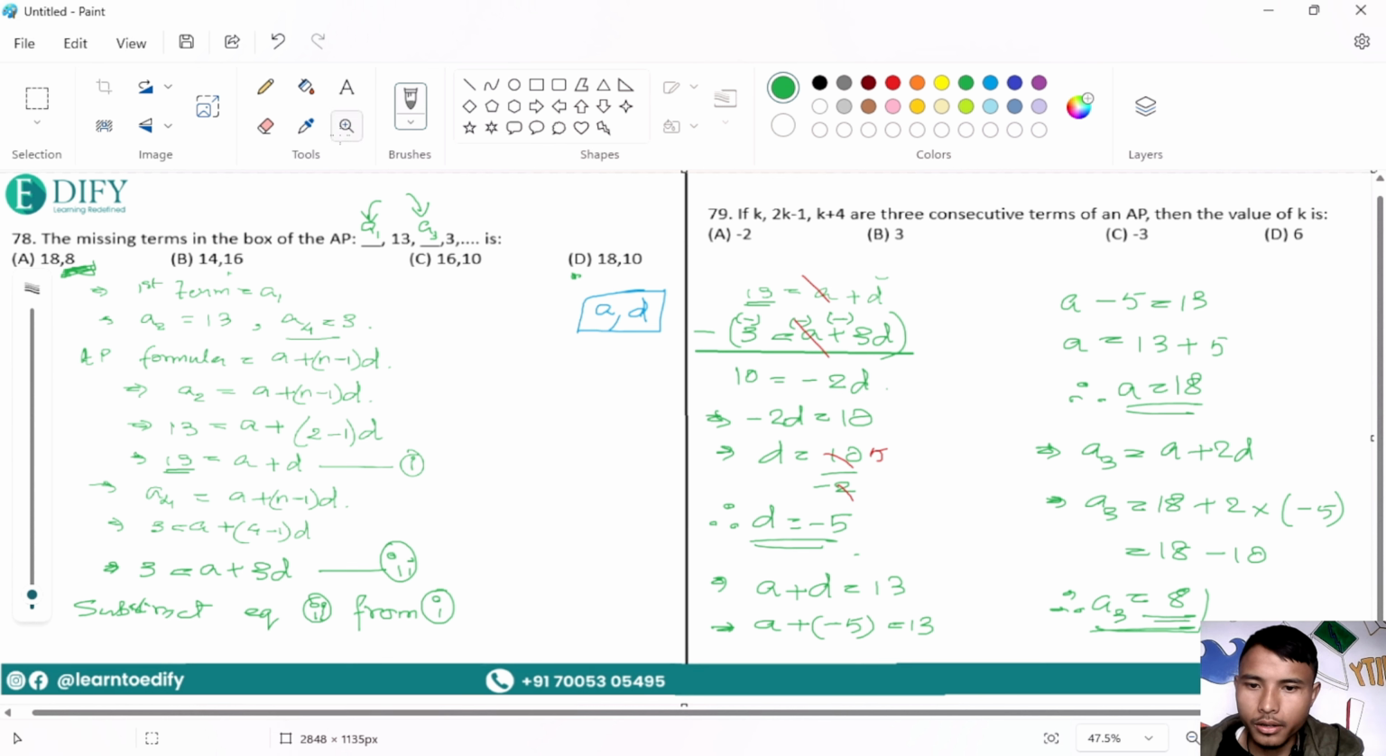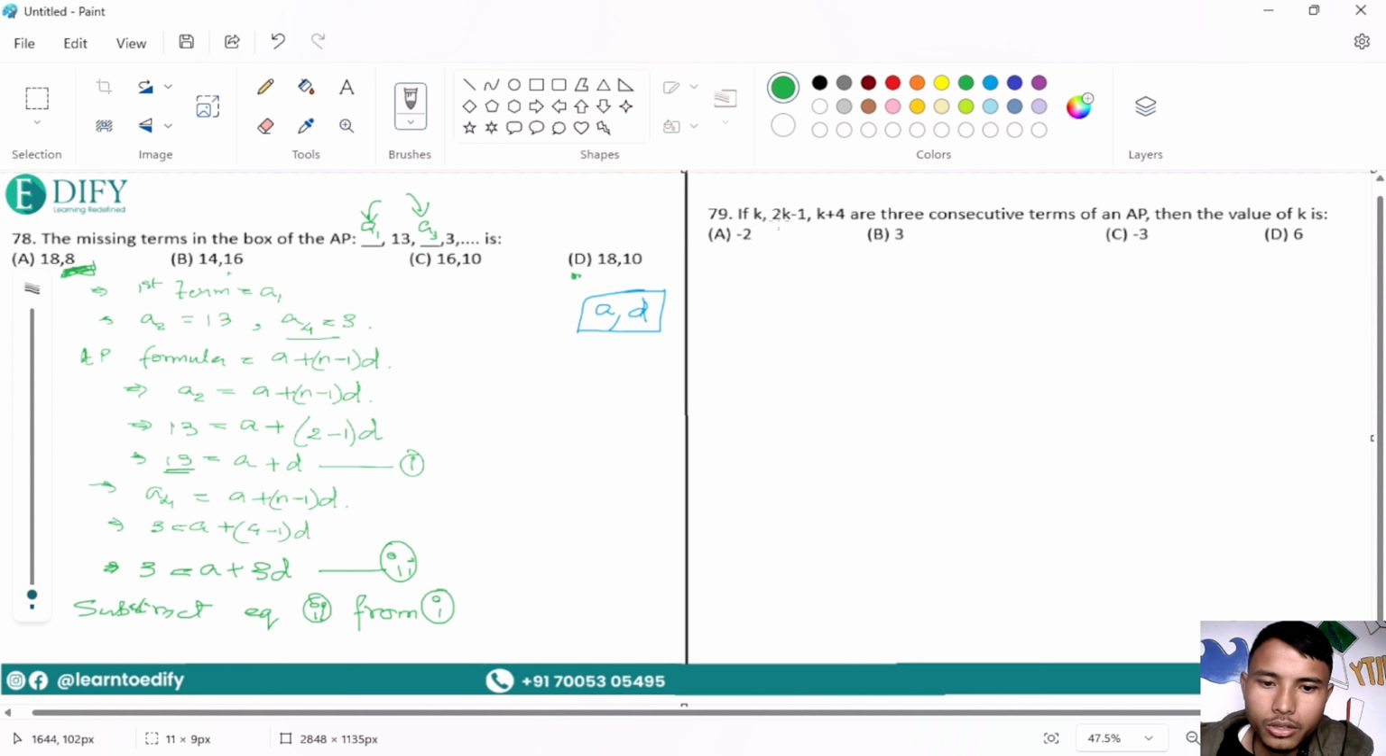And then we will solve question number 79. If k, 2k minus 1, k plus 4 are 3 consecutive terms of an AP, then the value of k is? We are given a1 is k, a2 is 2k minus 1, and a3 is k plus 4. We have to find the value of k, so it means we have to find the value of a1.